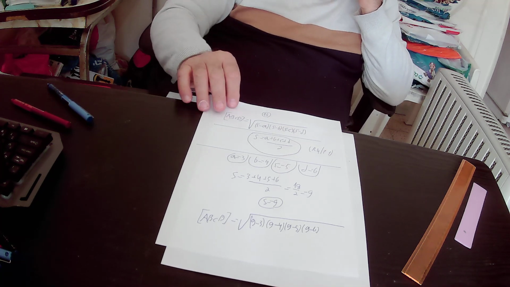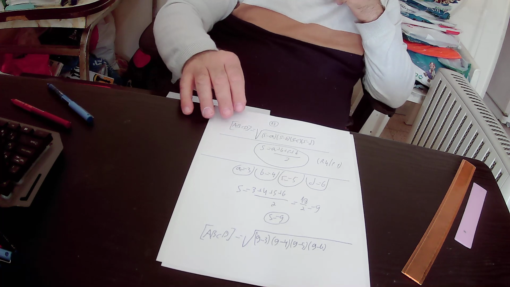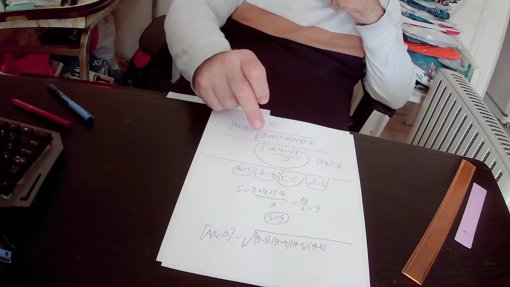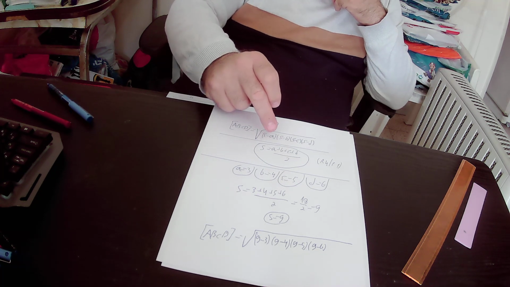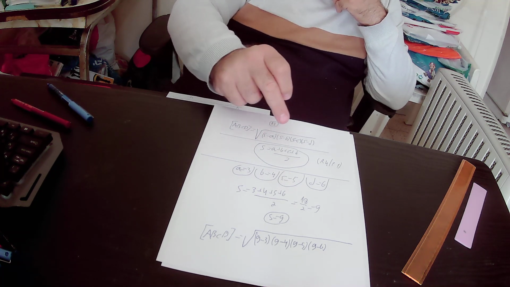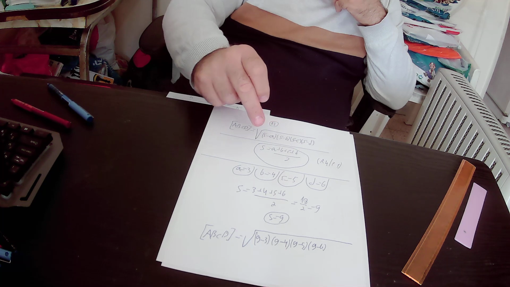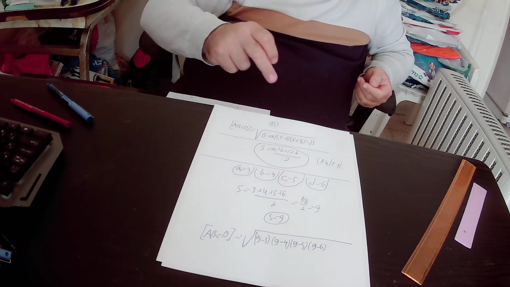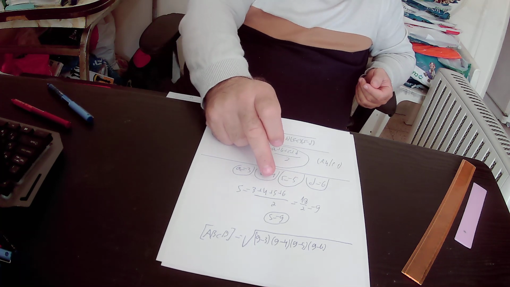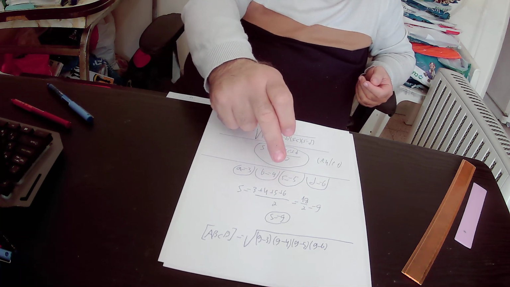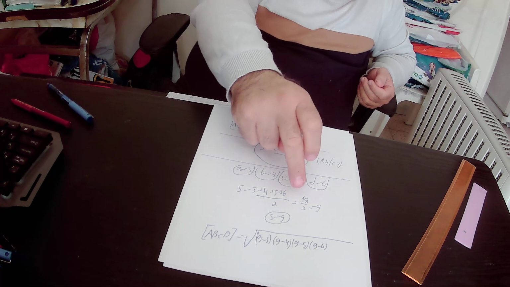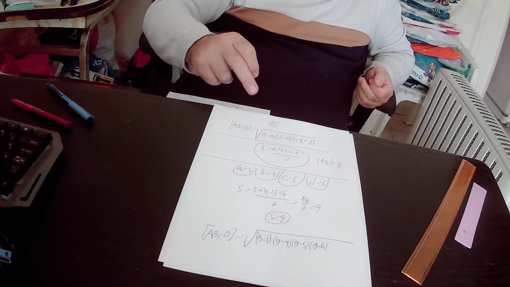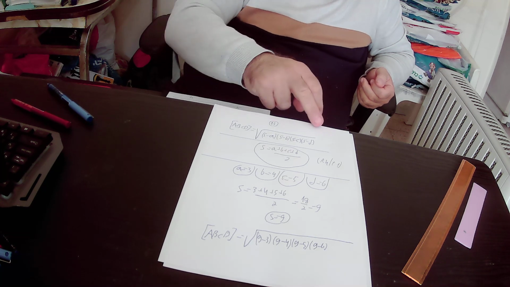So we find the value of s equals a plus b plus c plus d over 2, where a equals 3, b equals 4, c equals 5, and d equals 6. So s equals 3 plus 4 plus 5 plus 6 over 2. 3 plus 4 is 7, 7 plus 5 is 12, 12 plus 6 is 18, and 18 over 2 is 9. So s equals 9.